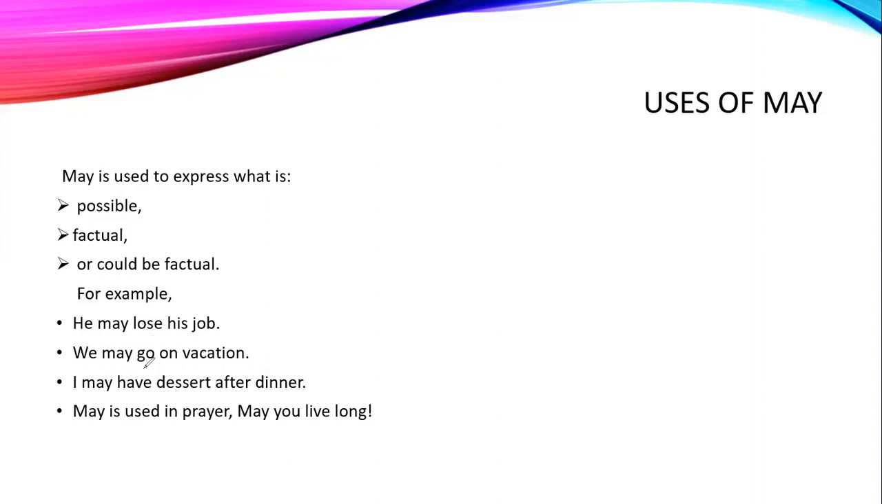Then, we may go on vacation. So there's a probability, a possibility that we will go on vacation. I may have dessert after dinner. So there's a possibility that you may take some sweet dish after dinner. All these three examples are telling us about something which is possible or factual, or it could become a fact.